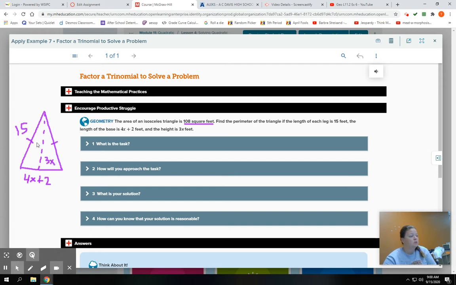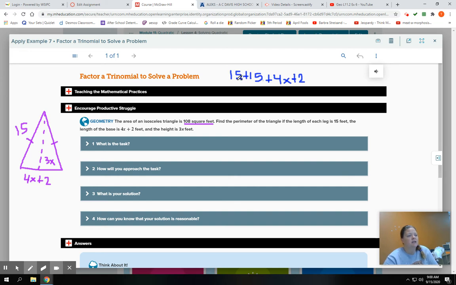Now remember that the perimeter is the outside, okay? So if we're looking for the perimeter, we're going to be taking 15 plus 15 plus 4x plus 2. Right? That's the perimeter. That's the whole outside of our isosceles triangle.